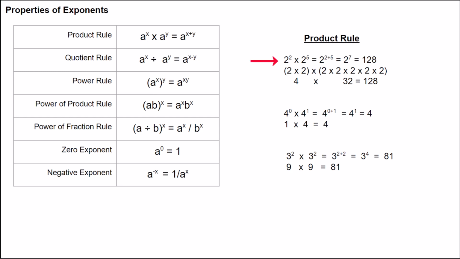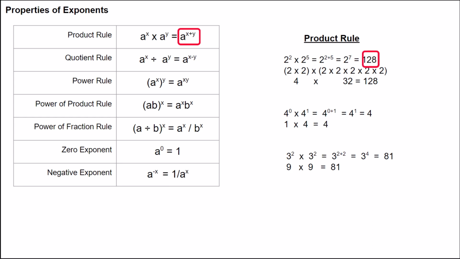If you look at the right here, we have 2 to the 2, or 2 squared, times 2 to the power of 5. According to the product rule, that should be equal to 2 to the 2 plus 5, or 2 to the 7th, which, in case you're curious, is equal to 128.